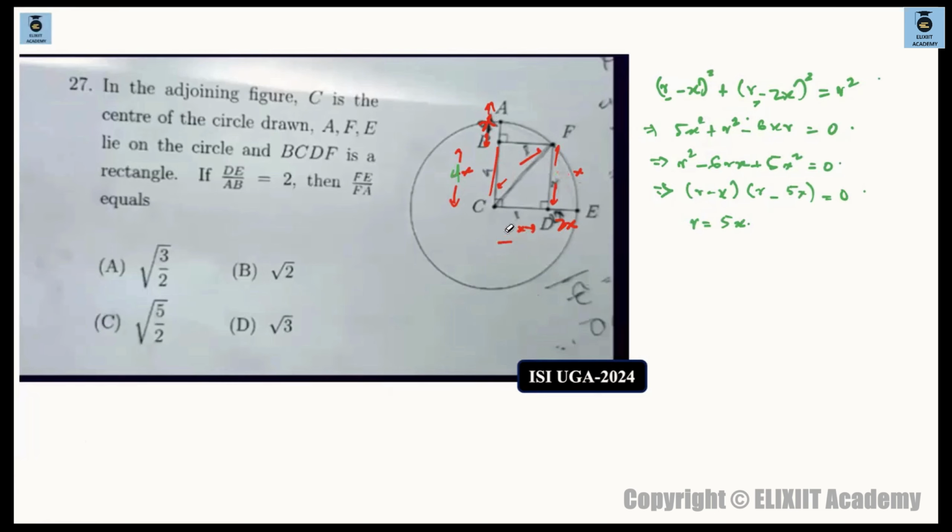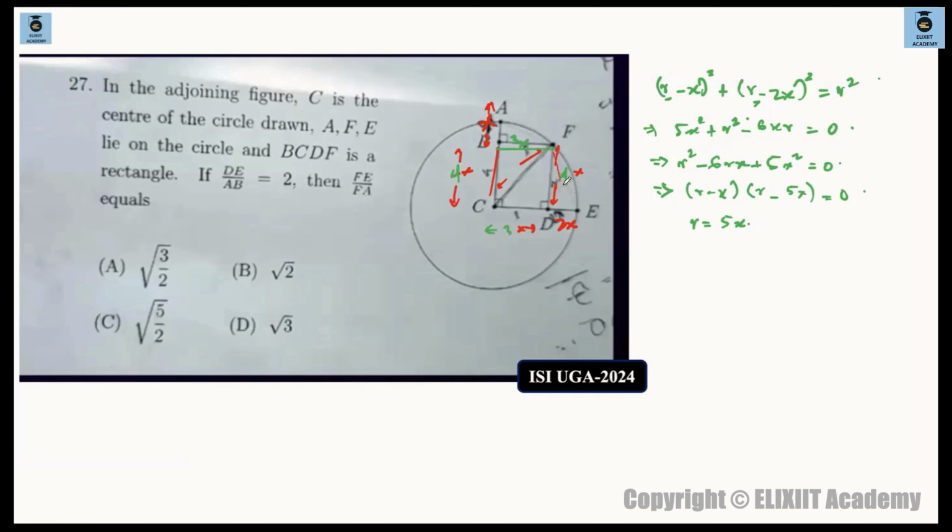ये भी क्या हो जाएगा? r minus x माने 5x, r minus 2x. r minus 2x माने 5x minus 2x माने 3x, right? और ये हो जाएगा 4x. See, so many simplifications we are getting from here. If this is 3x, ये भी 3x हो जाएगा. बस हो गया ना. Now simply use Pythagoras theorem. So we are done.